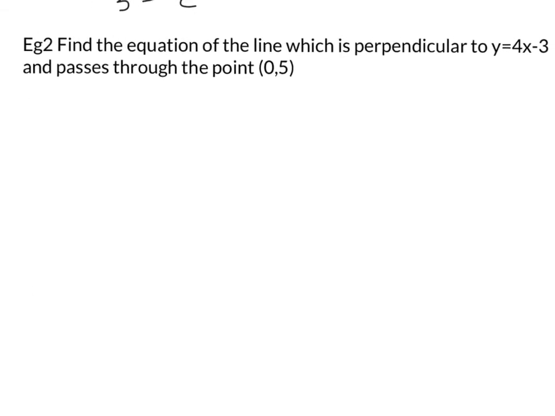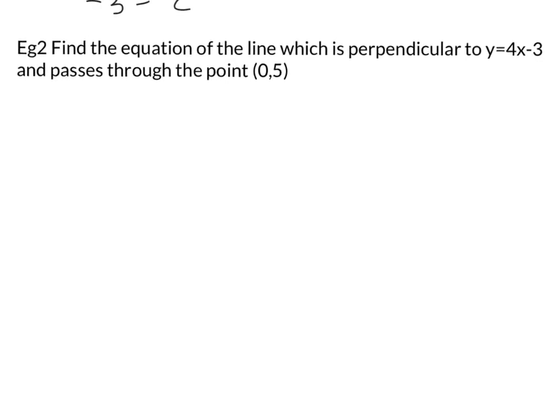Example 2. Find the equation of the line which is perpendicular to y equals 4x minus 3 and passes through the point 0, 5. Now this is M4 because we've got perpendicular in there. So find the equation of the line. The line is going to be in the form y equals mx plus c. It's perpendicular to this line. So the important thing when we talk about perpendicular, we're talking about gradient. The gradient of this line is 4.